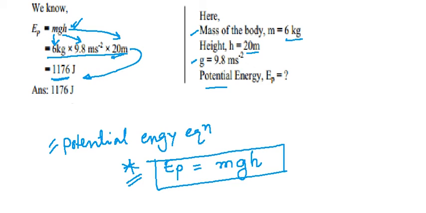1176 joule. Why joule? Because potential energy is a kind of energy and all energy is denoted by joule. That's it.